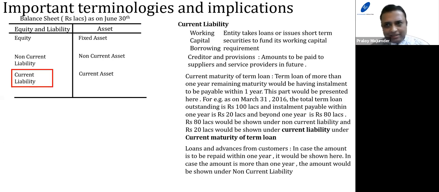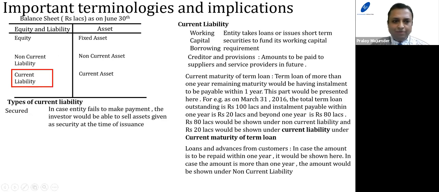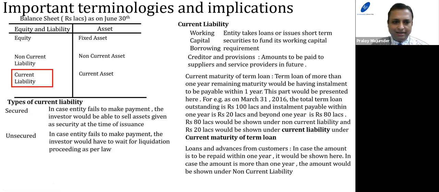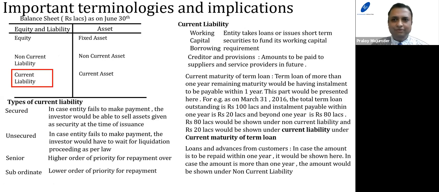Now, loans and advances from customers. In case it has been taken as loans and advances from customers and it has to be repaid within 1 year, it would be booked as a current liability. If it is more than 1 year, it will come under non-current liability. So the types of current liability are the same: secured, unsecured, senior and subordinate.